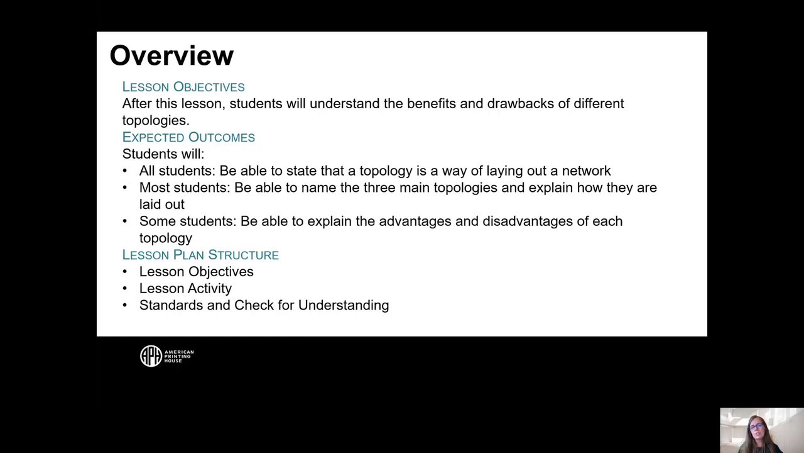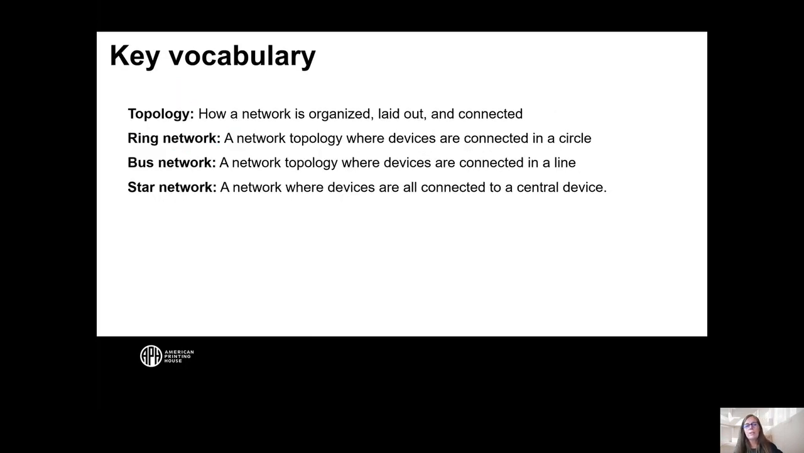Again, the lesson plan structure is a little bit different. We have our objectives, and then we just have our lesson activity and, of course, the standards and check for understanding at the end. Let's go over our key vocabulary.